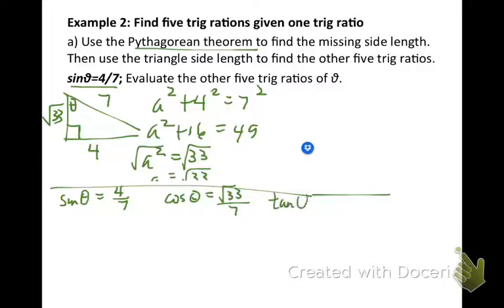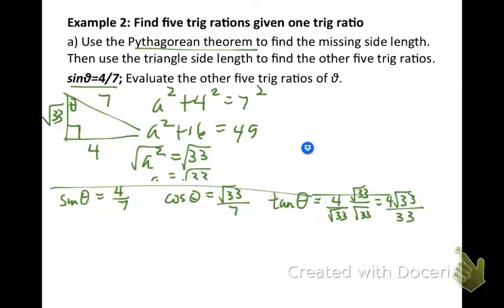And then the tangent of theta is the length that's opposite, which is 4, over the adjacent, which is the square root of 33. Now let's rationalize that. So we'll multiply top and bottom by the square root of 33. So we get 4 times the square root of 33 over 33. Just make sure that we can't reduce that.